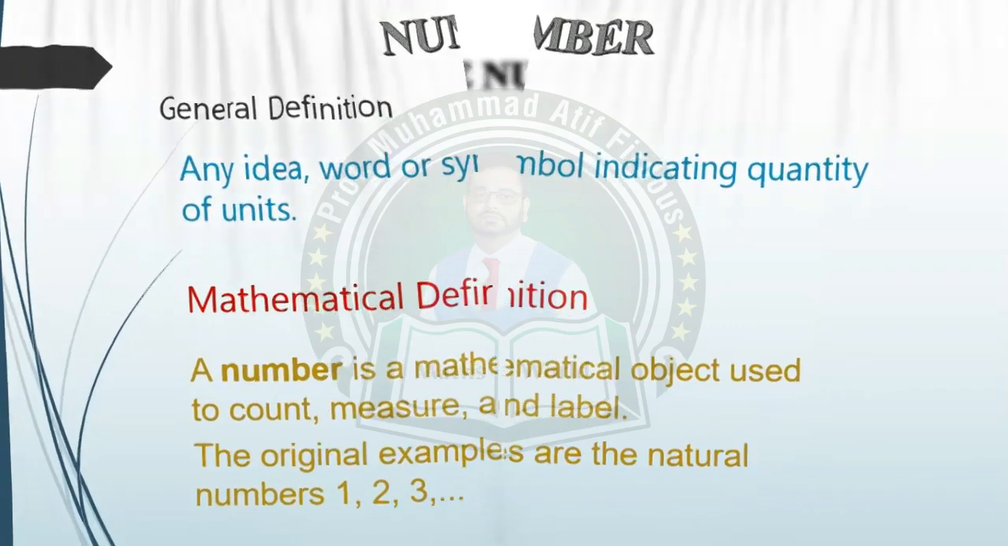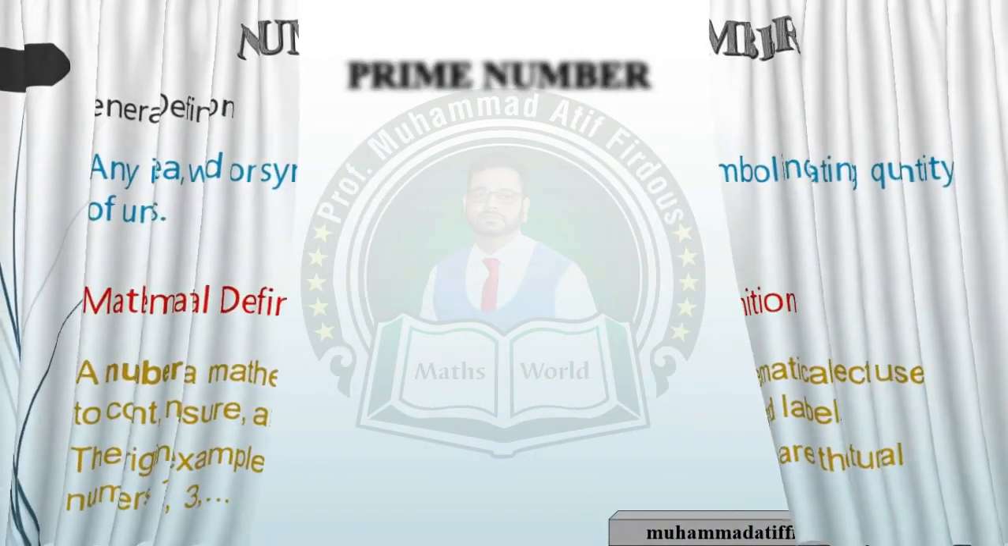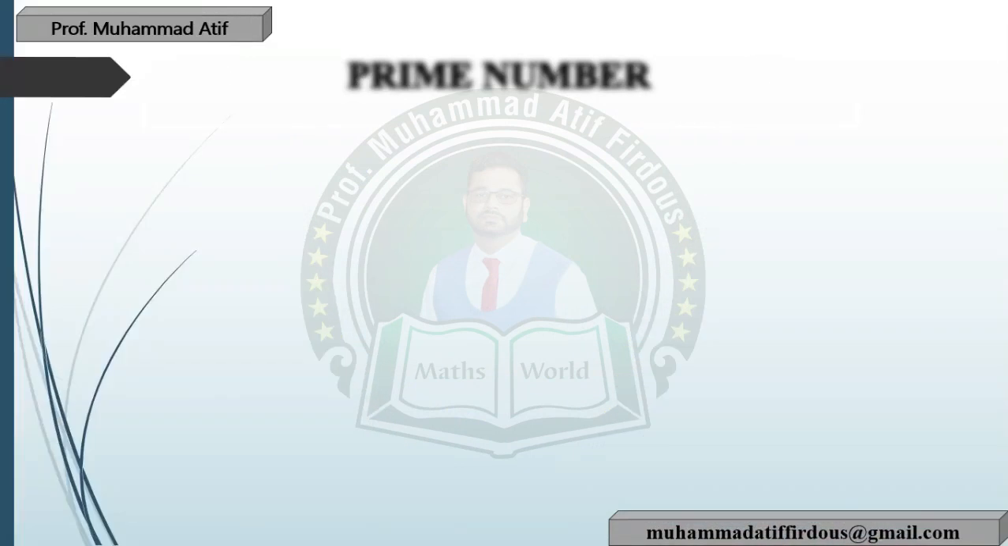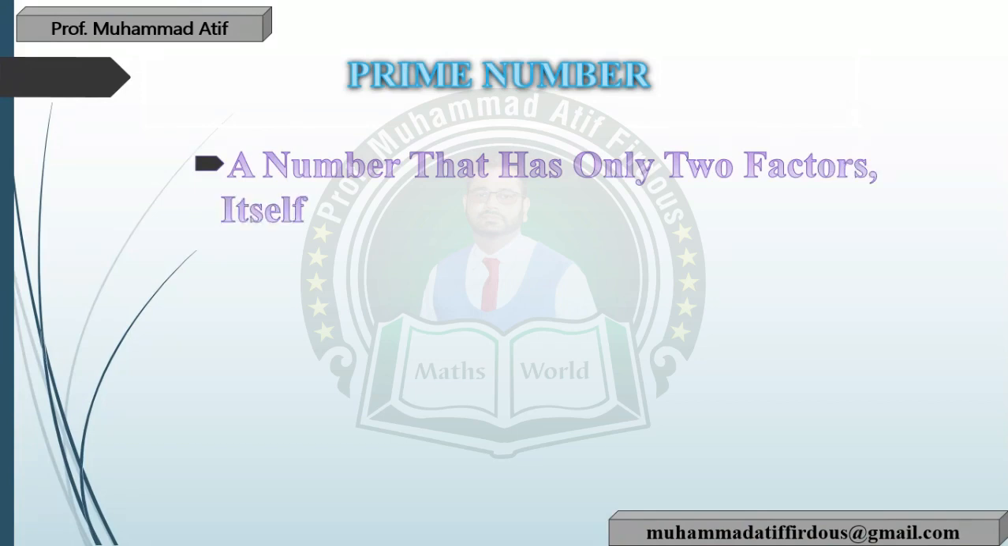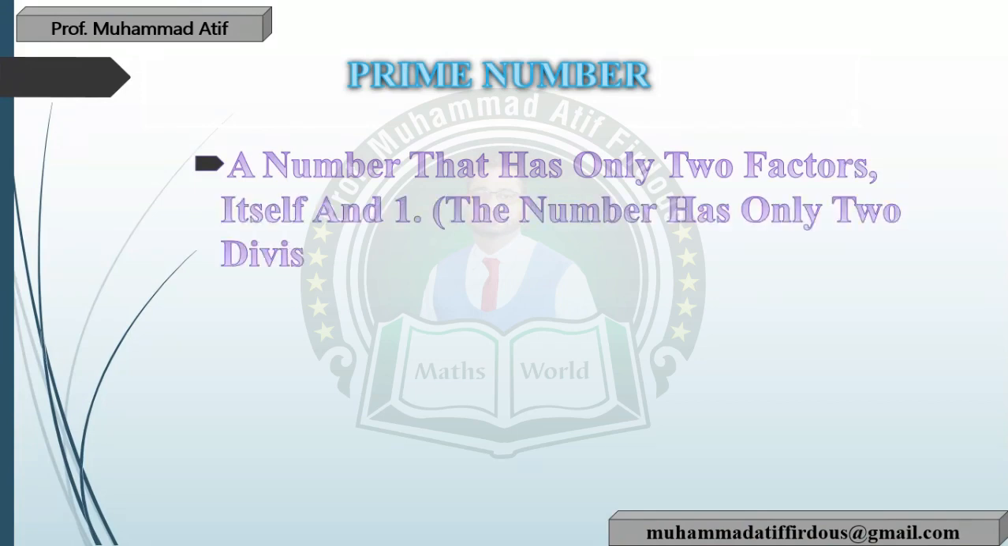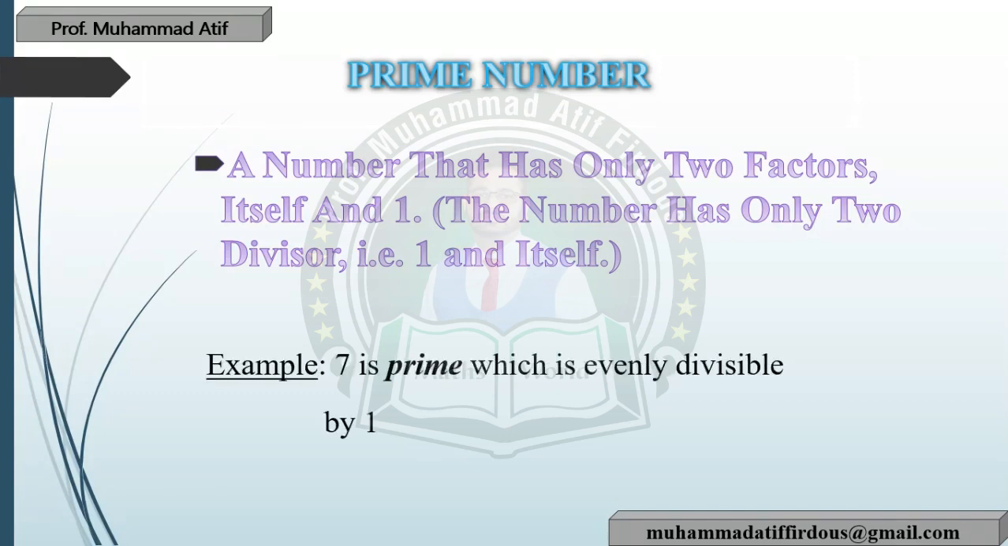The next basic definition is prime number. What is a prime number? A number that has only two factors, that is itself and 1, or a number that has only two divisors, 1 and itself. For example, 7 is a prime number, which is evenly divisible by 1 and 7.